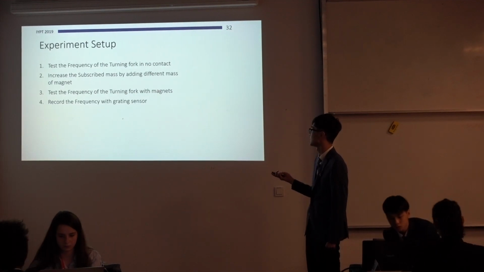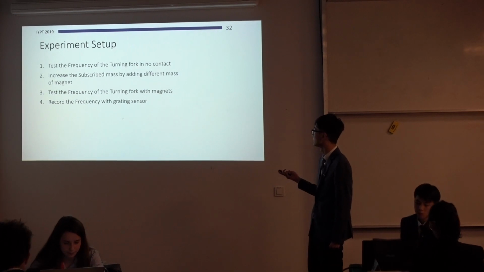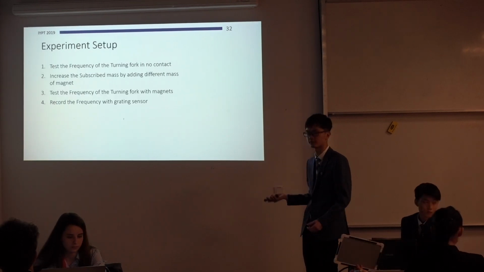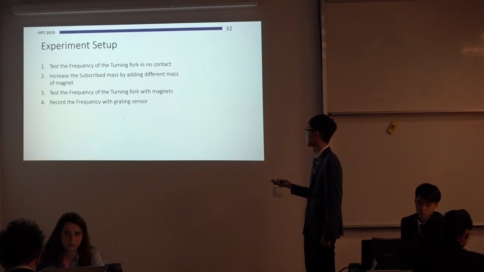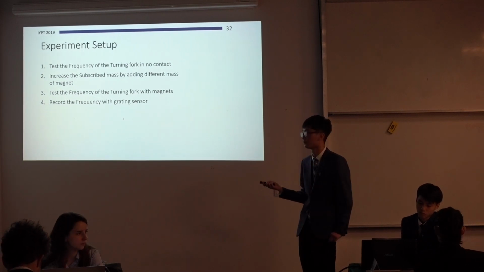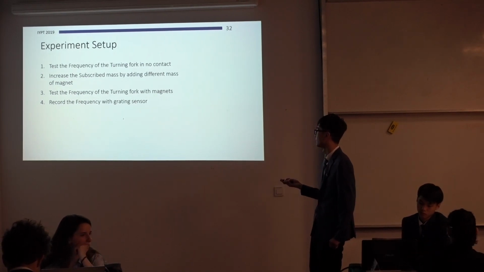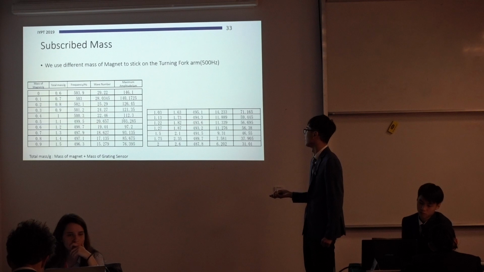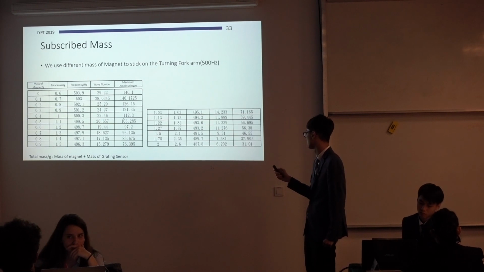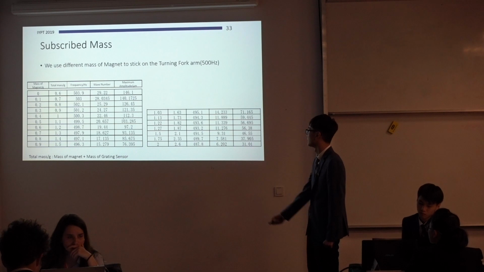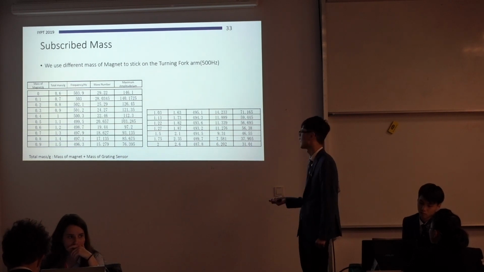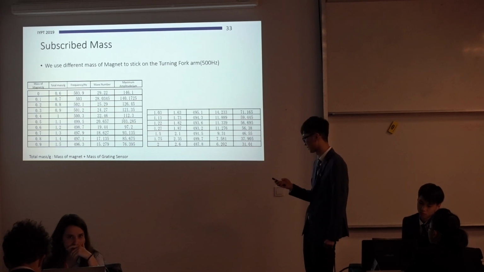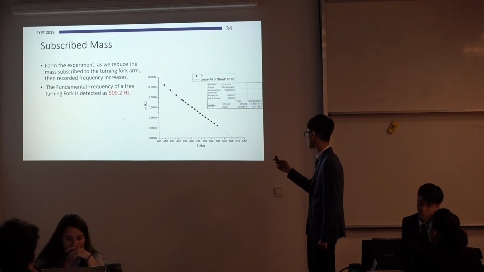So we also test the frequency of the tuning fork in contact, and we test the frequency with the subscribe mass. So we increase the mass by adding different weights of nut onto the tuning fork, and we record the frequency with the greatest amplitude. And this is the graph here. And because the weighting nut has its own mass, we calculate the submass in our analysis. So we can plot this graph here.